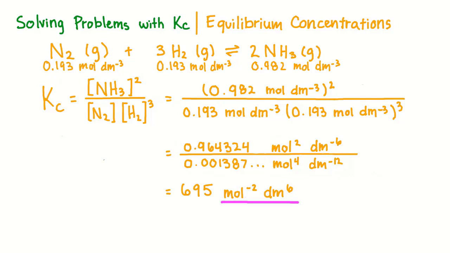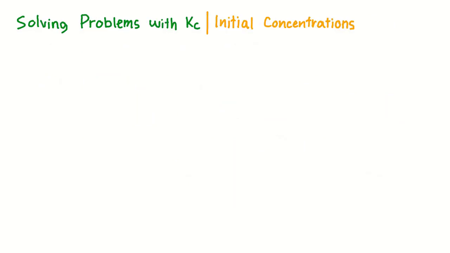Though we just calculated the units for Kc, which many problems will ask us to do, Kc is actually a unitless quantity, although the reasons for this are beyond the scope of this video. However, at higher levels, a discussion on dimensionality will explain why this is. Often problems asking us to solve for Kc will give us initial concentrations.